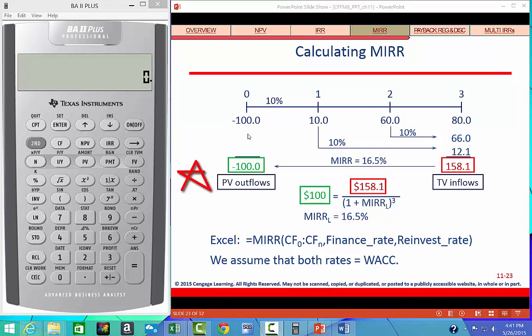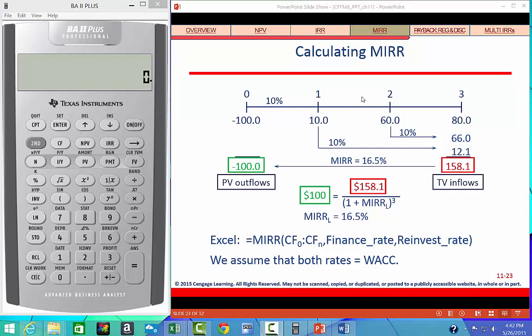So the first step is you need the present value of all the cash outflows. There's just one, it's negative, and it's at time 0, and it's already a present value. Then we need to find the future value of all the positive cash flows, or the cash inflows. We have 10, 60, and 80. So we need to compound these into the future, and we find that the sum of those, because 80 is already at time 3, is 80 plus 66 plus 12.1, which is $158.10. So we have the terminal value of the inflows, which is the same thing as saying it's the future value.